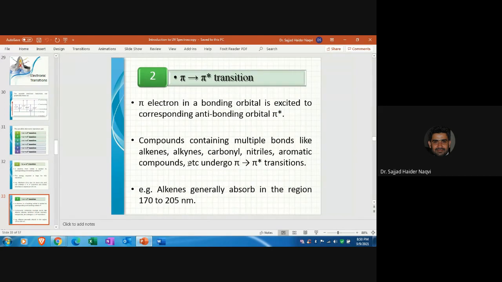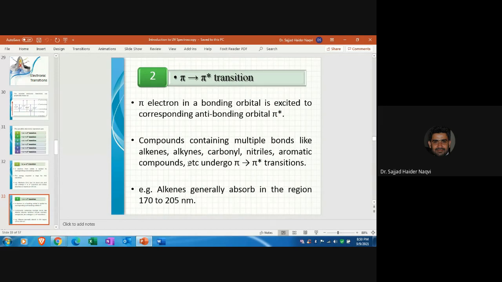And I'm sure that you recall the basic concept of organic chemistry that you have studied, that single bonds are called sigma bonds, and the double bond is called a pi bond, and when it's a triple bond, then it's 1 sigma and 2 pi bonds. So if you can recall that from your organic chemistry, the compounds having double or multiple bonds will undergo this kind of transition.